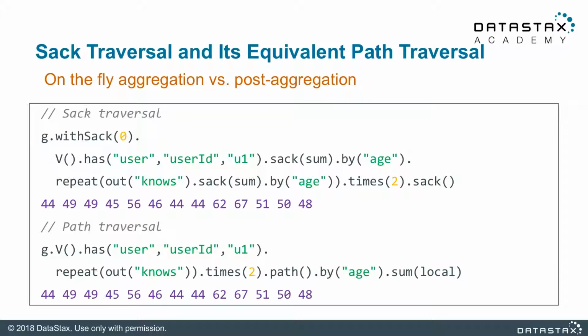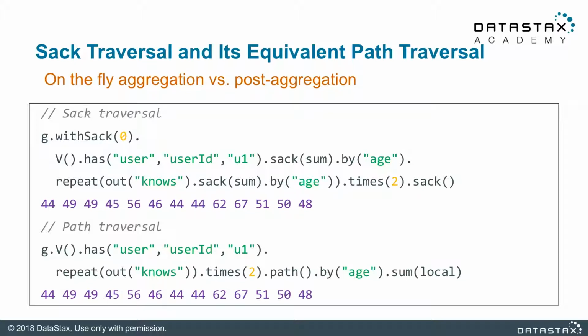The second example shows us how to do this without using the sack step. However, we will then need to use the path step so that we preserve the full history of every traverser so that we can have the ability to sum up all of the ages. To do this, we find our favorite user, good old U1. Next, we use the repeat step to walk out the knows edges 2 times. This is the same as before, and it traverses out to the second neighborhood from our starting location.